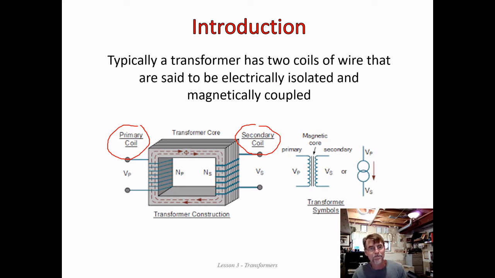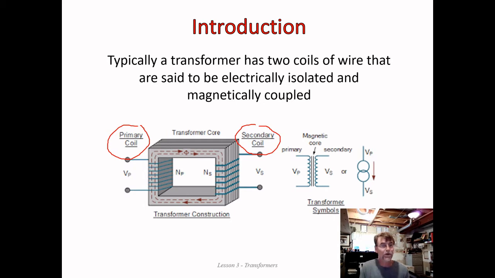We identify them based on the way the transformer has been connected. Okay, not constructed, but connected. All right, the primary coil and secondary coil are absolutely interchangeable. We can flip them back and forth. What causes one to be labeled as the primary is that that is connected to the power supply.